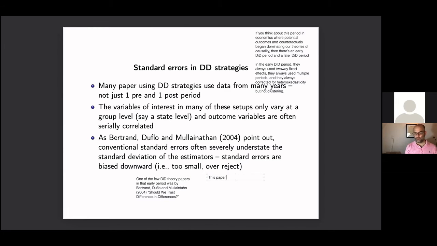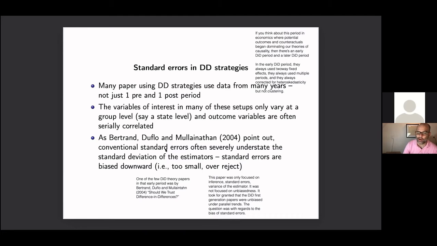This paper was only focused on inference, standard errors, variance of the estimators. That's all it was focused on. It was not focused on unbiasedness. It took for granted that the first generation DID papers were unbiased under parallel trends. The question was with regards to the bias of standard errors.